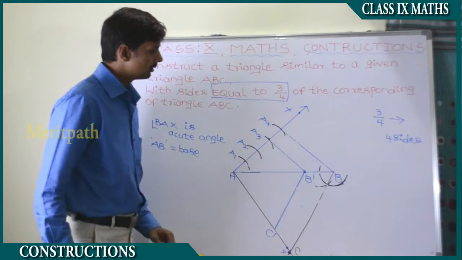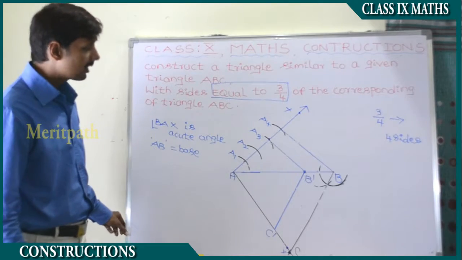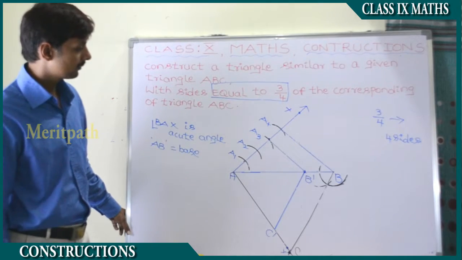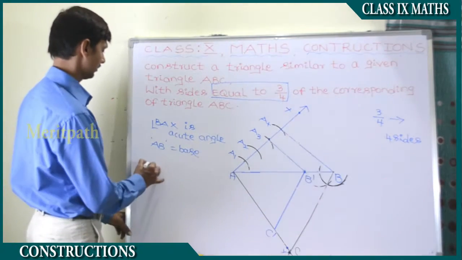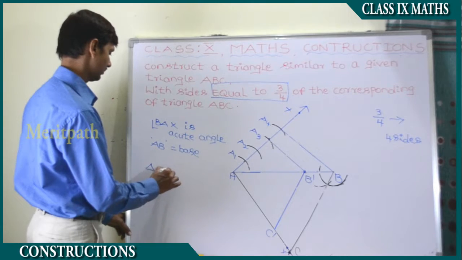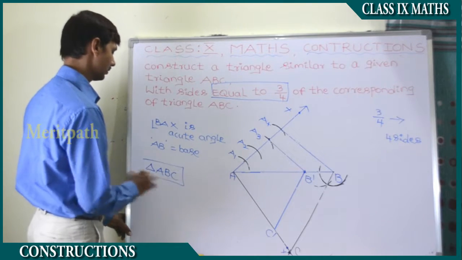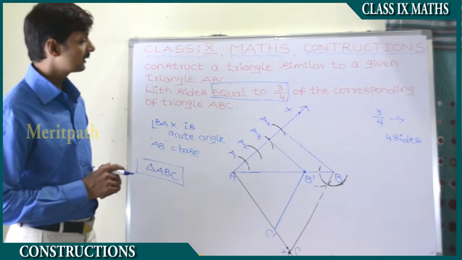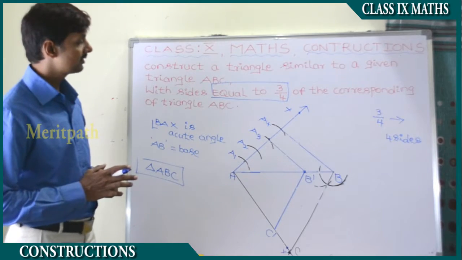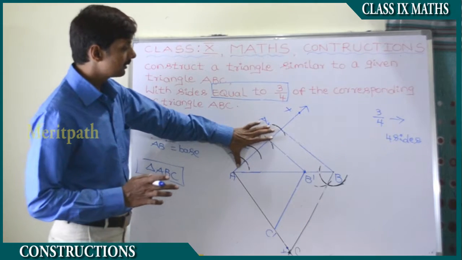Now let us observe this triangle ABC. ABC is a triangle. We got triangle ABC, and here it is divided into 3/4 parts.